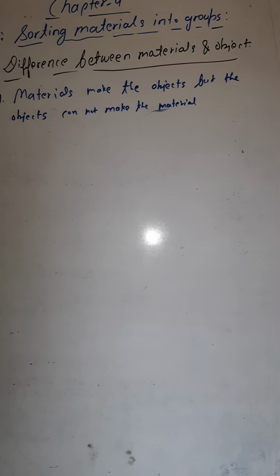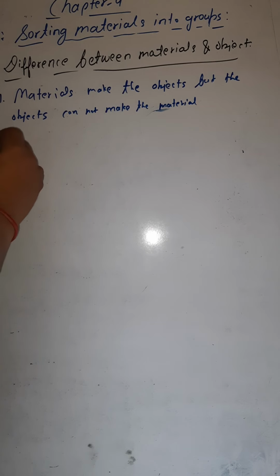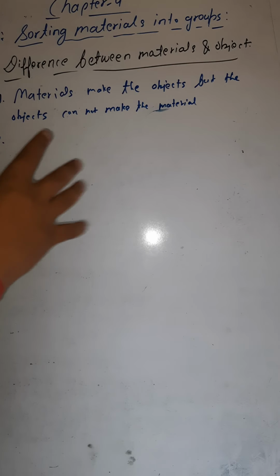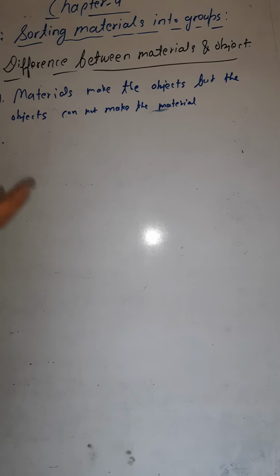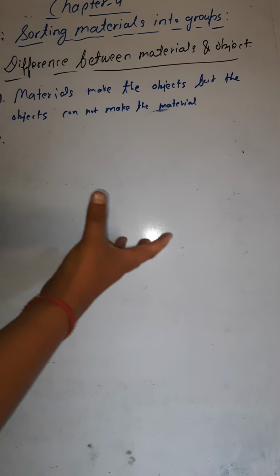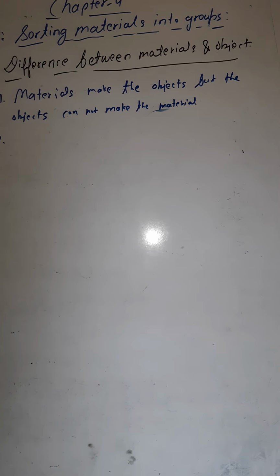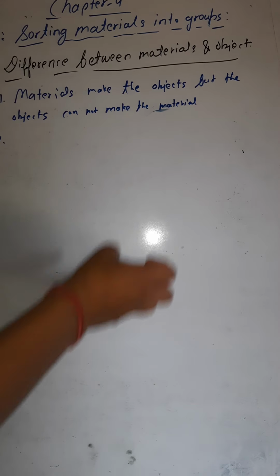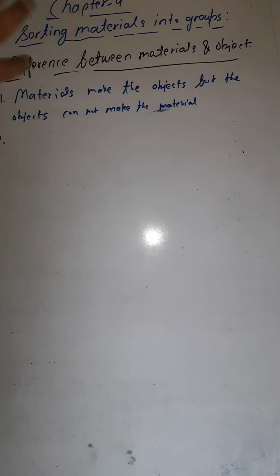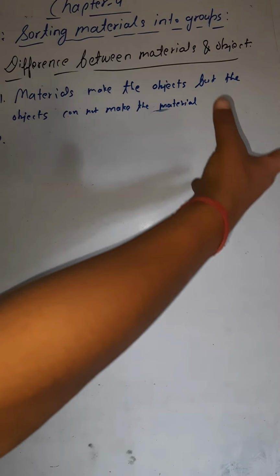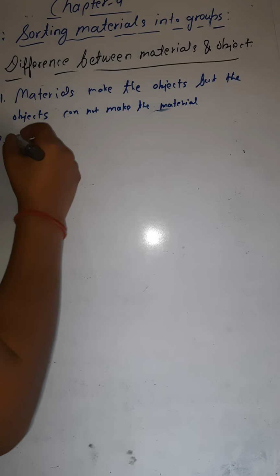Second thing, anything that is used to make an object is called a material. Suppose you are making a chair. This chair would be an object, and this chair is being made out of what? This chair is being made out of wood. So wood would be a material, and the chair which is being made out of wood would be called an object. Are you getting this? So anything that is used to make an object is the material.